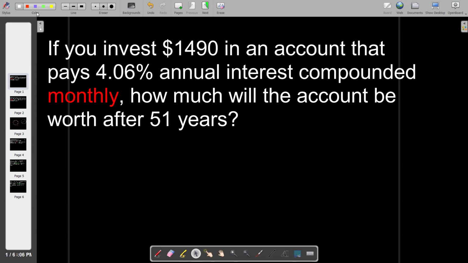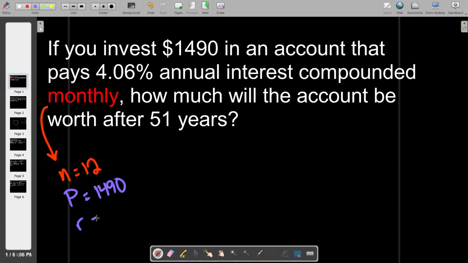I don't think I did a good job of this the first go round, but it's important that you're able to translate that when it says monthly, you need to take the formula up here, the one behind me or in your notes, and literally change n into the number 12. Clear? I don't know that I ever explicitly made that clear, but that's what monthly means: n equals 12. And then, of course, we have t equals 51. So to summarize, our P value, remember, was 1490.